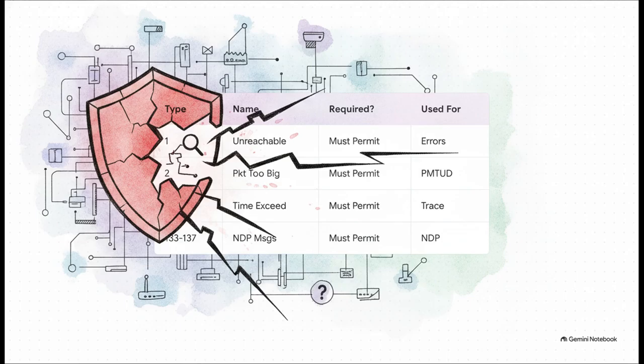You simply cannot treat ICMPv6 the way we treated ICMP in IPv4. It's not just for pinging, it is fundamentally baked into how the protocol operates. Blocking type 2, you just broke path MTU discovery. Blocking types 133 through 137, you just broke neighbor discovery entirely, meaning your hosts can't even find routers or resolve addresses. If your firewall is dropping these by default, your network is basically already broken.